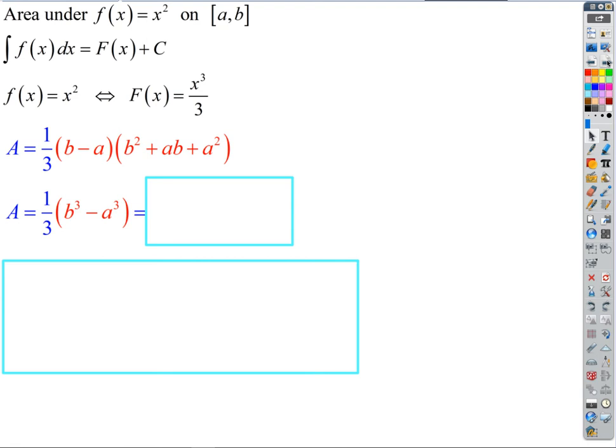Well, let's review something. We're looking for the area under f of x equals x squared, on a to b. Going back to our definition of an antiderivative or an integral, we said that the antiderivative of f of x dx is equal to something that we're going to call an antiderivative plus some constant of integration, right? Well, what's the antiderivative of x squared? X cubed over 3. If we ignore the constant and look at just the antiderivative part, the antiderivative of x squared is x cubed over 3.